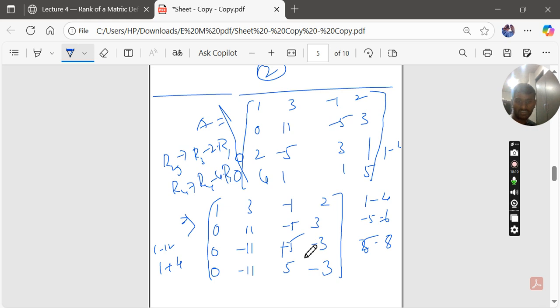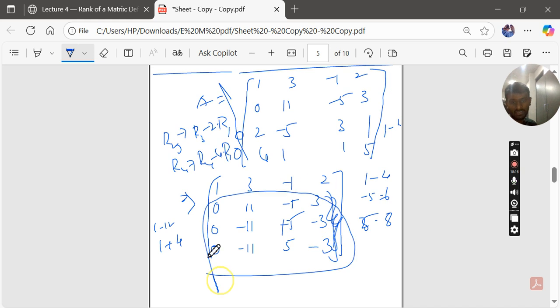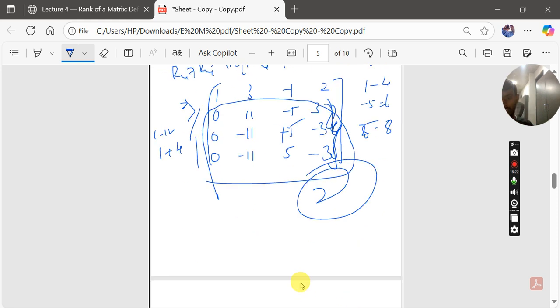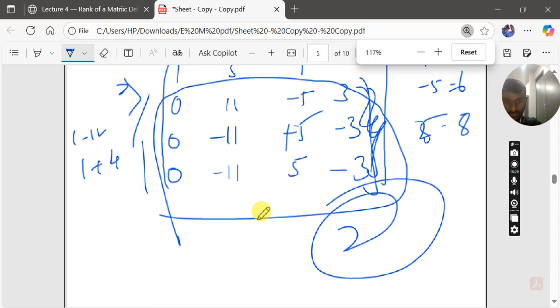Now you can see these three are dependent. So from this you will get 1. So already 1 is there, so the rank will be 2. There are some properties for finding rank, and I will discuss those things also.